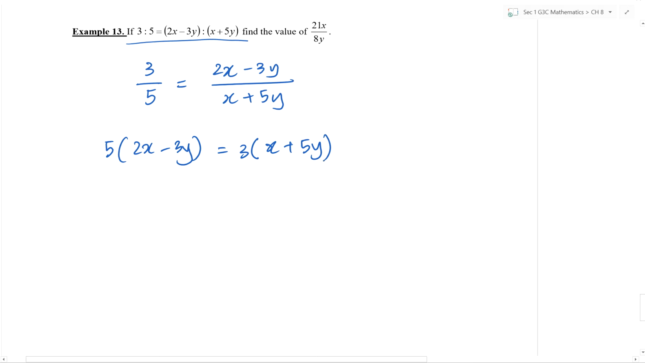What do you think we should do next? Expand, okay. This is a positive 5, so when I multiply, I will not change the sign. They stay the same. 5 times 2x, I get 10x. 5 times negative 3y, negative 15y. And on the other side, we have 3x plus 15y.